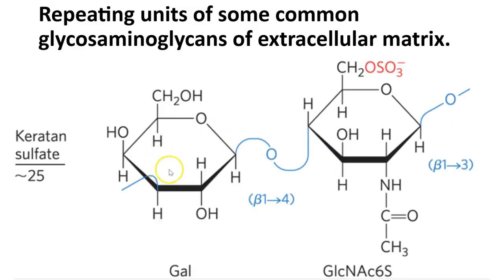And then now you have this galactose that is bound to another glucose ring that has the monomer of N-acetyl glucosamine. You have that N-acetyl group right here, and then this is also sulfonated, just at a different position. So this is just another example of a heteropolysaccharide.